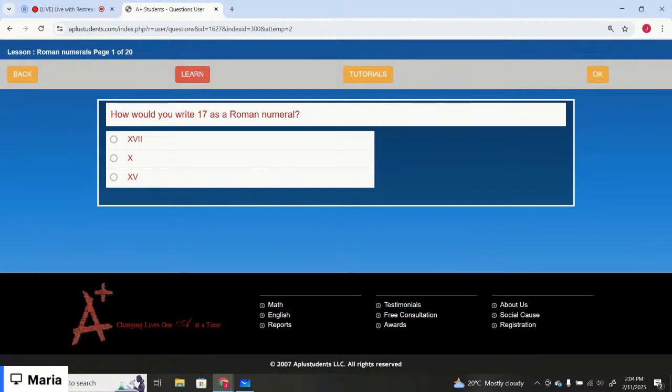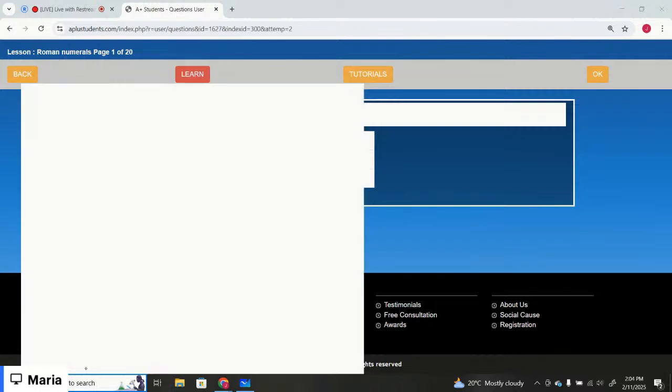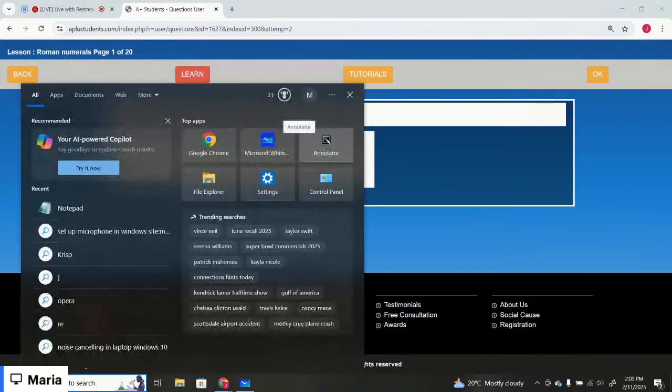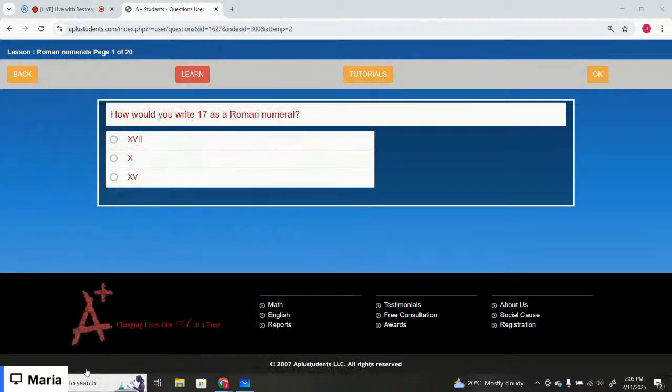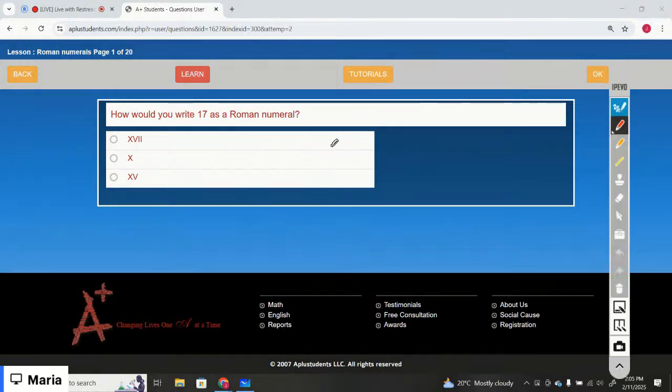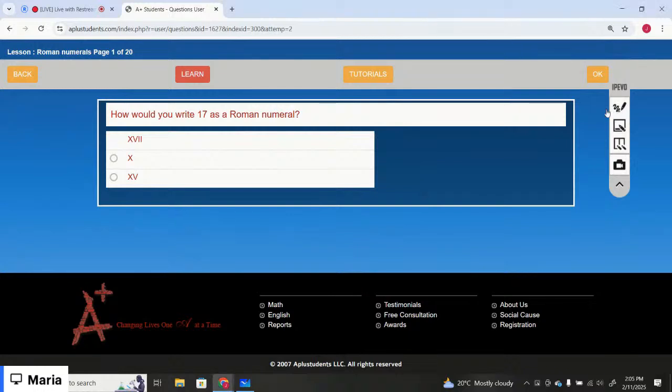Let's just start with the test questions. How would you write 17 as a Roman numeral? Let's write it down in the expanded form. You can write 17 as 10 plus 7. So 10 you can write as X and 7 you can write as VII, so together they make XVII. The correct option is option number 1.